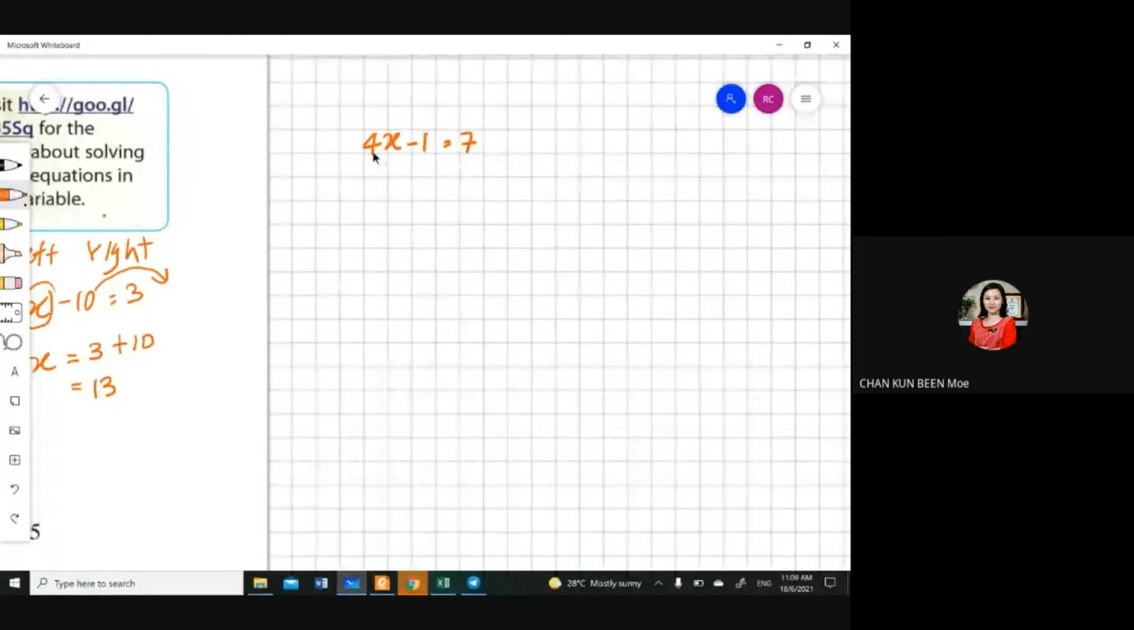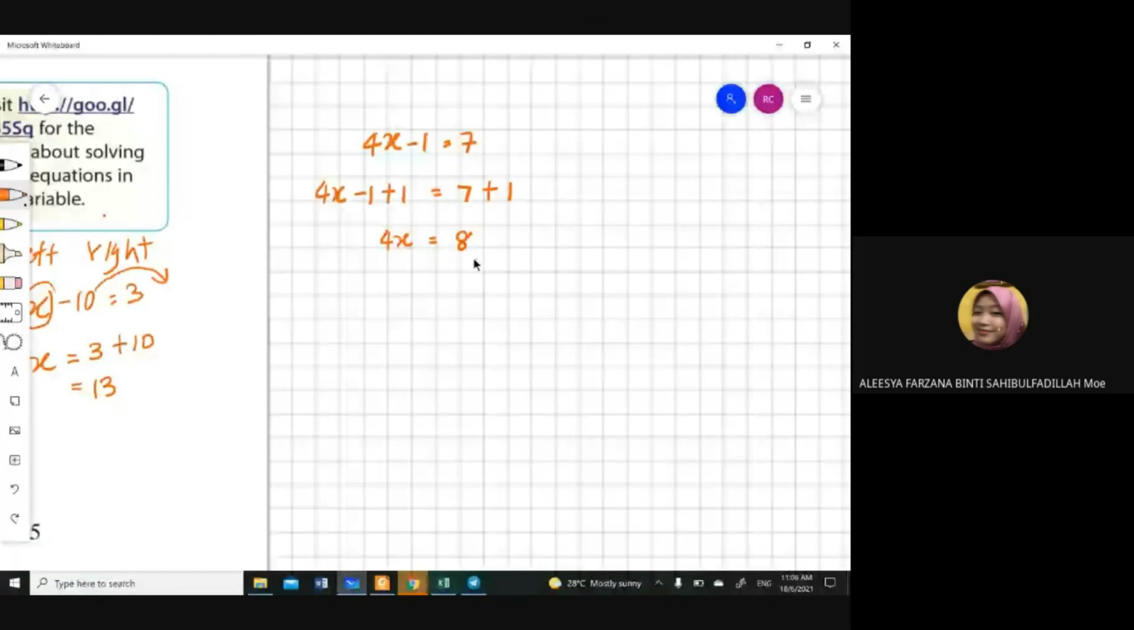Okay, so it will be 4x minus 1 plus 1. And then the right, 7 plus 1. So these two are eliminated. The remaining is 4x. The equal sign is again in the middle. 7 plus 1 is 8. Okay, now what do I eliminate? I should eliminate 4. Very good. I should eliminate 4 so that I can get x only.